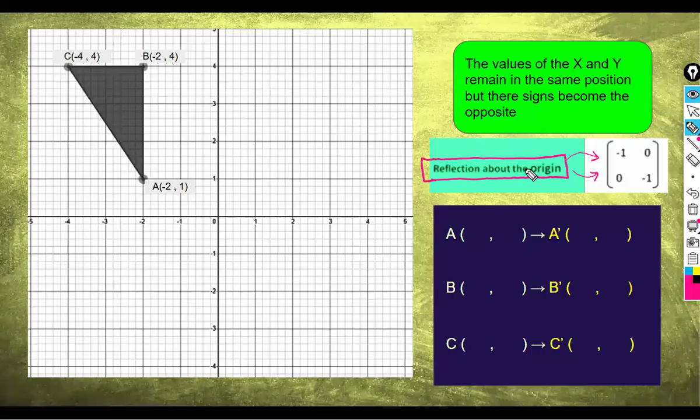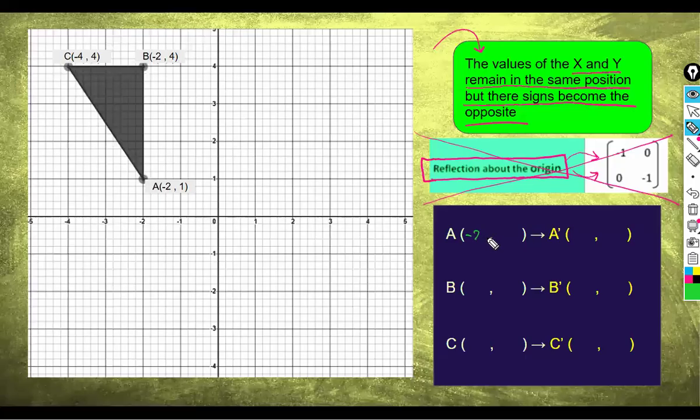There are two ways you could do it. You could multiply all the points by this matrix, or the values of x and y remain in the same position, but the signs become the opposite. I want you to do this question, but I'm not going to make you do the matrix method. I want to see if you can follow the green instructions. Everyone send the answers for A prime, B prime, and C prime. Remember, the x and y values stay in the same position. You're not moving the x and y, but you are making each one the opposite sign. Good luck.